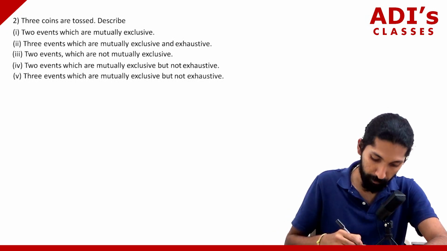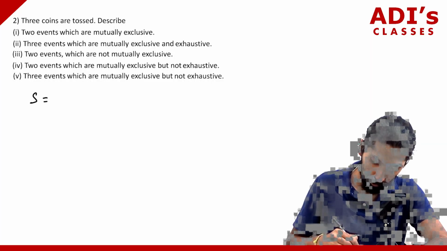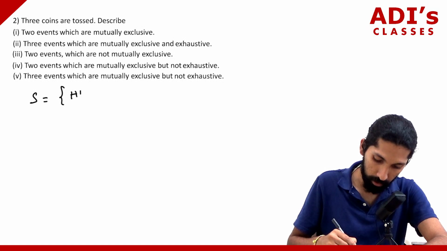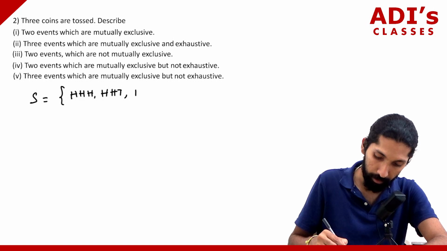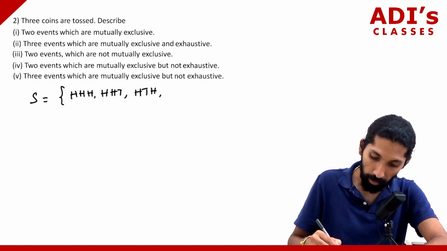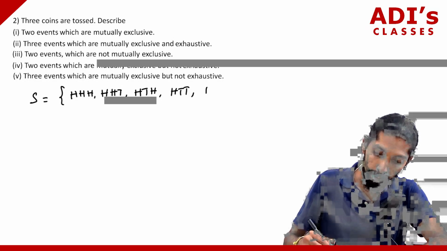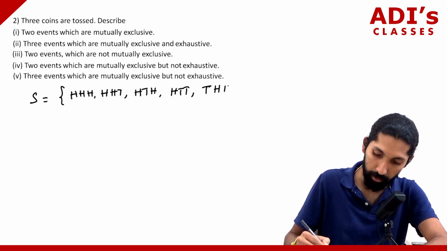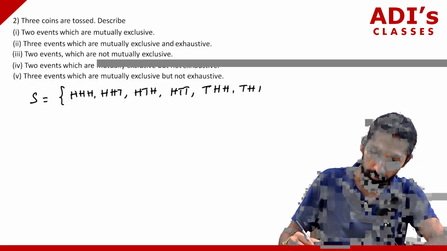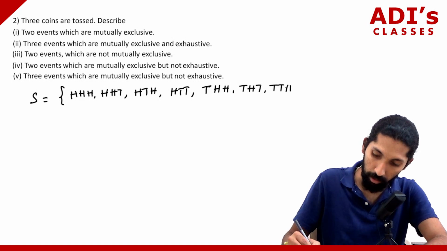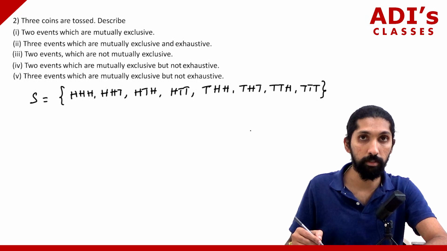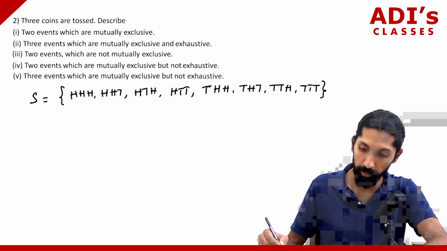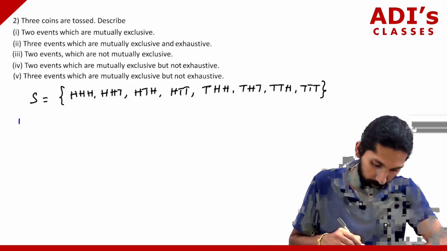Okay, so sample space S is going to be, so you have HHH, HHT, then HTH, HTT, THH, THT, then TTH, then TTT. So there are 8 possibilities for this one. Now we'll start with the first one.